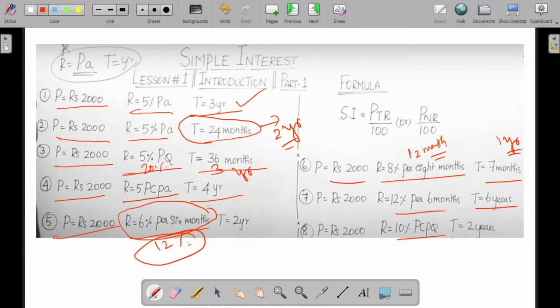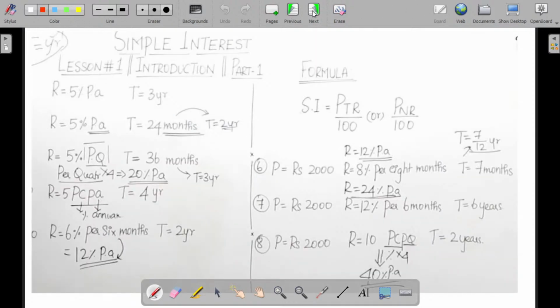So per quarter, you have to convert it to per annum. These are some small changes you have to make while calculating the answer, the same as what we discussed in the calculation. Here, like 8 months, that is 24 percent per annum. For 12 months you need to calculate.